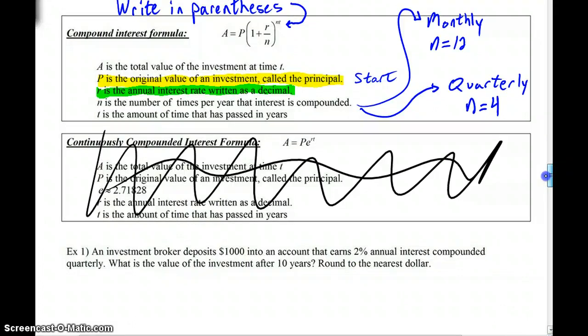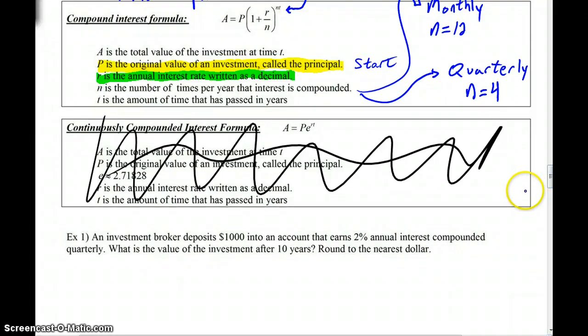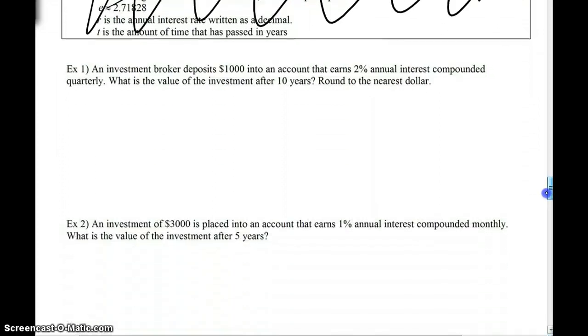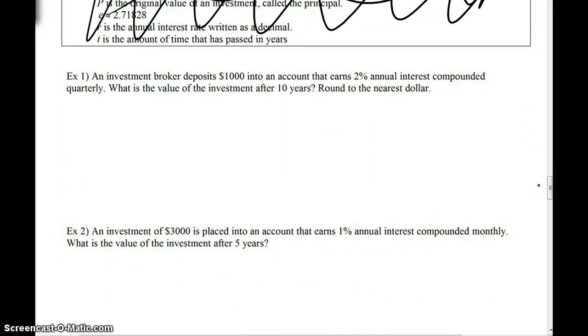Let's jump into a couple of problems. We're going to skip the continuously compounded interest formula. I've crossed that box out. But just look at example 1. And again, we could state what this formula is. It's A is equal to P times 1 plus R divided by N, raised up to the NT power.